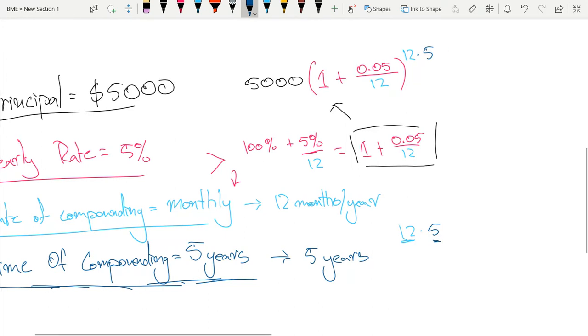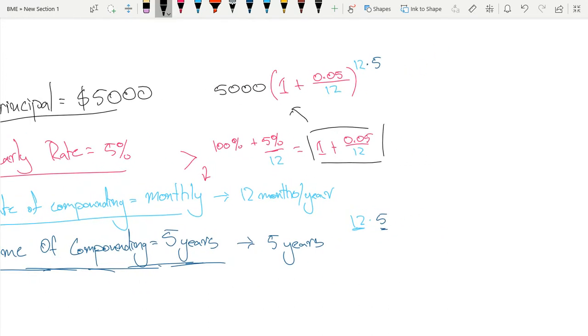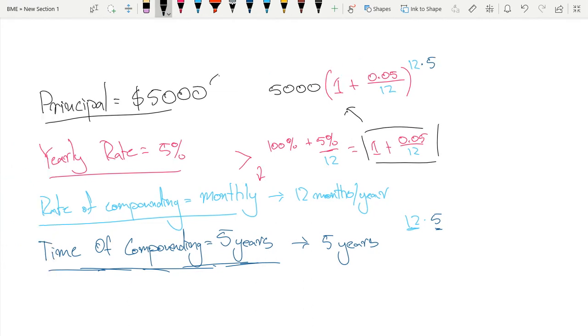I don't like using the word formula just because I think it sometimes gets students to take away from thinking and brings them into memorization. But anyways, now we notice that if we label our principal, let's give this the variable P. Let's give our yearly rate the variable r, R for rate, small r. Times our rate of compounding, which is just the number of times we compound, so let's give this the variable n. And lastly, let's give this the variable t for time.